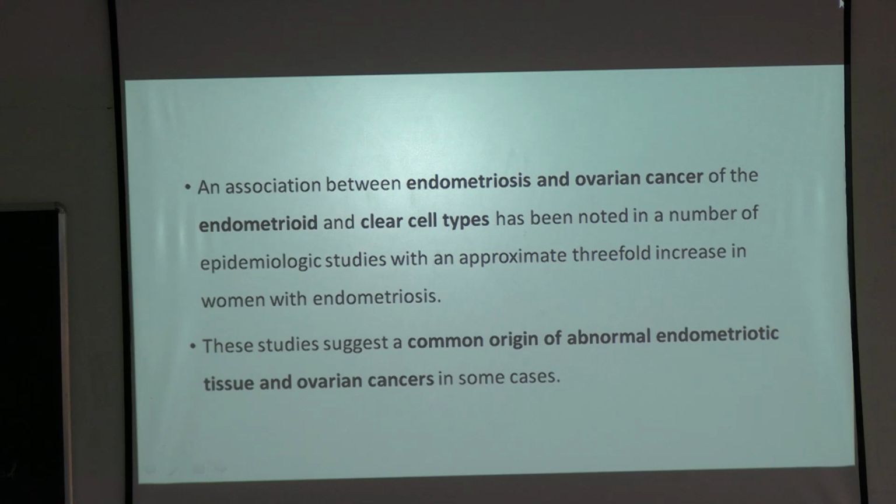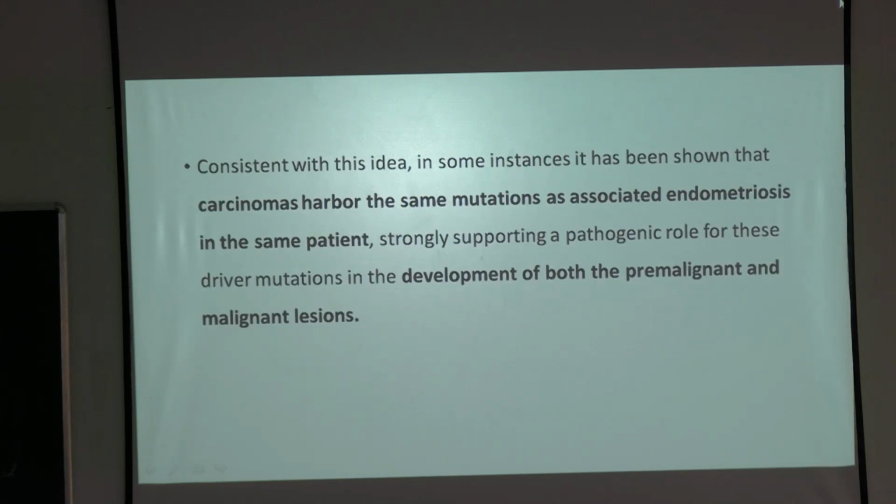There is an association between endometriosis and ovarian cancer. Ovarian cancer, which type? Endometrioid and clear cell type. Consistent with this idea, in some instances, it has been shown that carcinoma harbor the same mutation as associated endometriosis in same patient. Means the driver mutation is the same for endometriosis and ovarian cancer. That's why in endometriosis patient, ovarian cancer occur because of driver mutation is same.